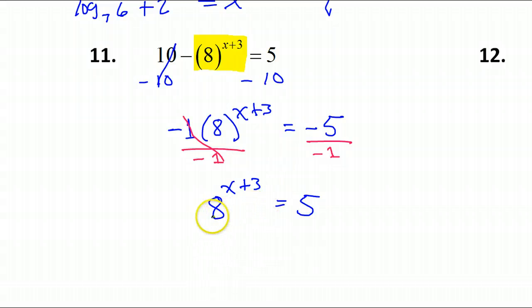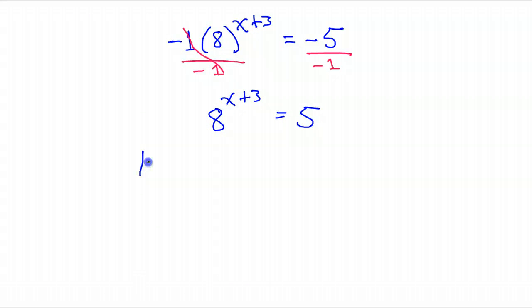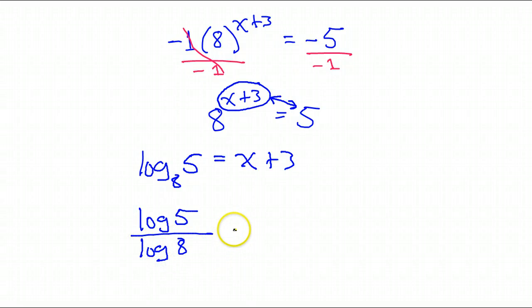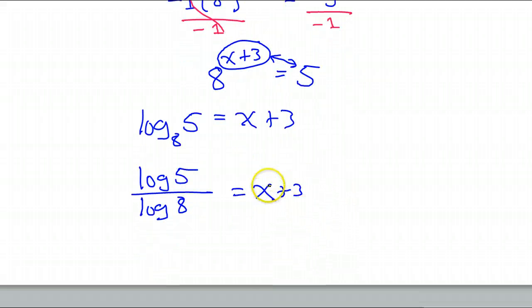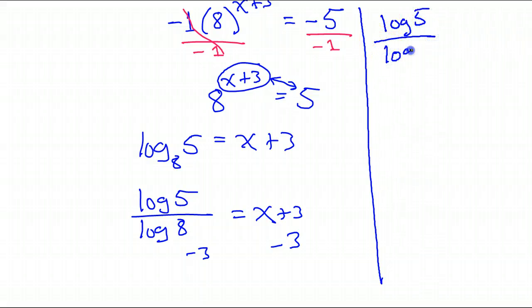8 and 5. There's definitely no common base between 8 and 5. So we have no choice but to do log form. Start with a base. So this would be log base 8. The x plus 3 and the 5 are going to change sides. So it's going to be log base 8 of 5 is equal to x plus 3. We'll do the change of base formula on this one. So this would be log 5 over log 8 is equal to x plus 3. Getting x by itself will require us to subtract 3 from both sides. So then we will have log 5 over log 8 minus 3 is equal to x.